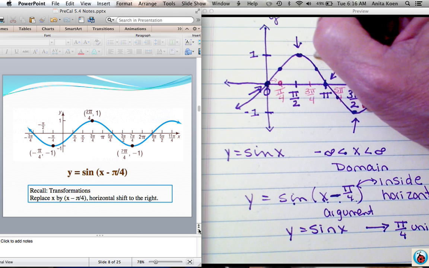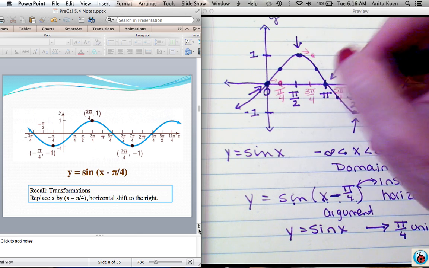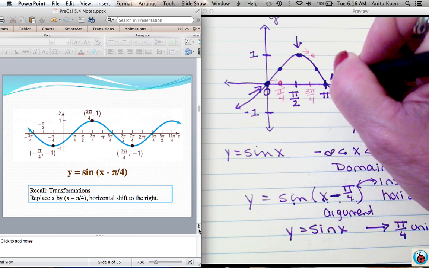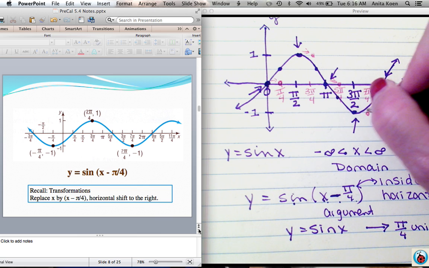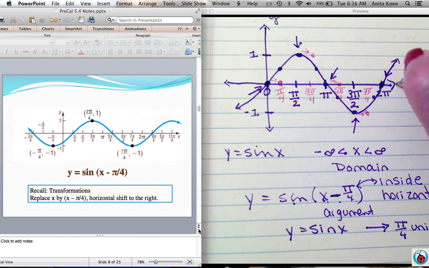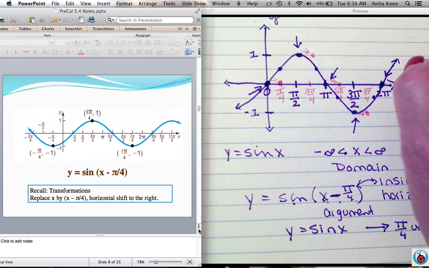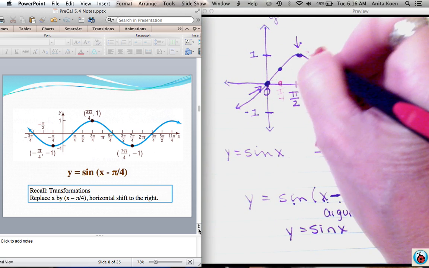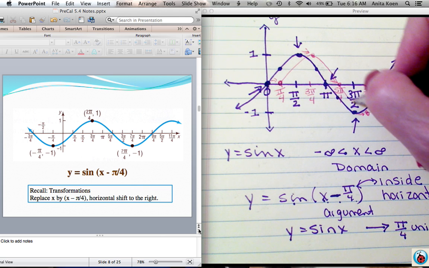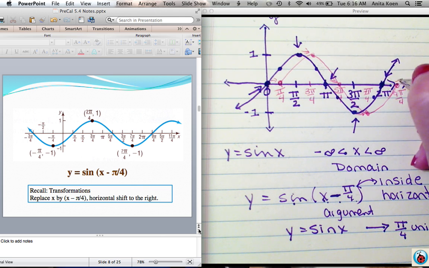This is going to shift pi over 4 units this way. This is going to shift pi over 4 units this way. This is going to shift pi over 4 units this way. Whoops, too far down. And this one will shift pi over 4 units this way, and that's going to be at 9 pi over 4. And then our graph now will look like this. So we have shifted everything pi over 4 units to the left, I'm sorry, to the right. Too early in the morning. Shifting everything pi over 4 units to the right.